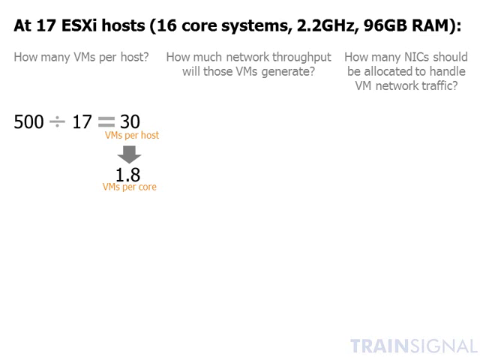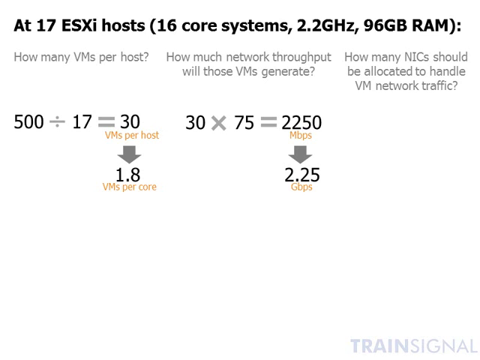Now, based on that number of about 30 VMs per host, can we figure out how much network throughput those VMs are going to generate? We can indeed. If we look at 30 VMs and each VM generating about 75 megabits per second, then our total is 2250 megabits per second, or 2.25 gigabits per second. So we're looking at each host generating about 2.25 gigabits per second based on the assessment that we did and how much network throughput the VMs were generating.